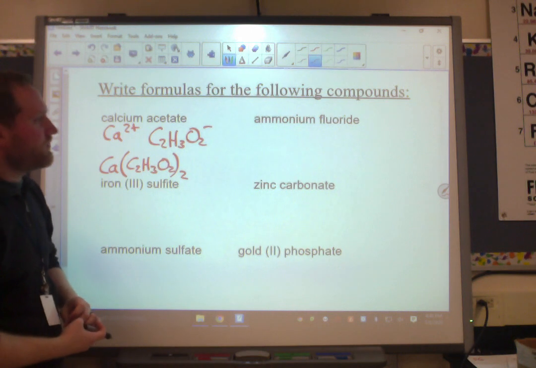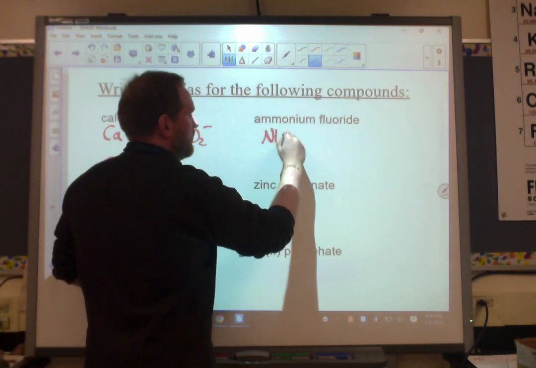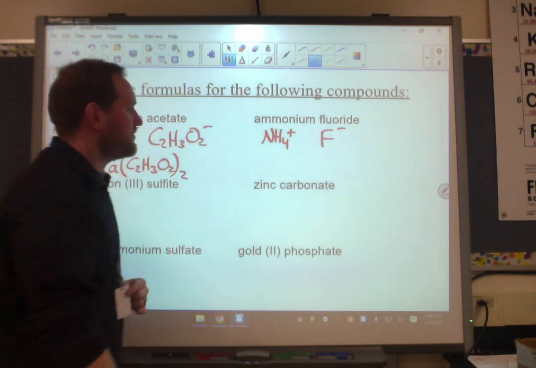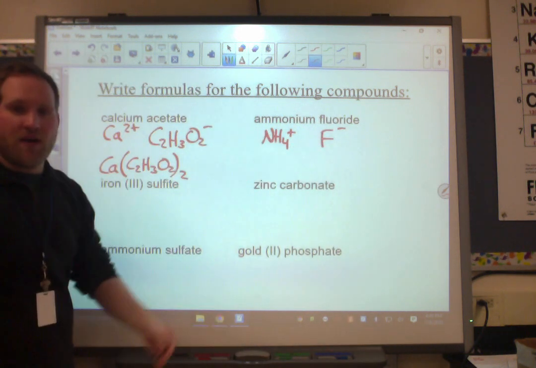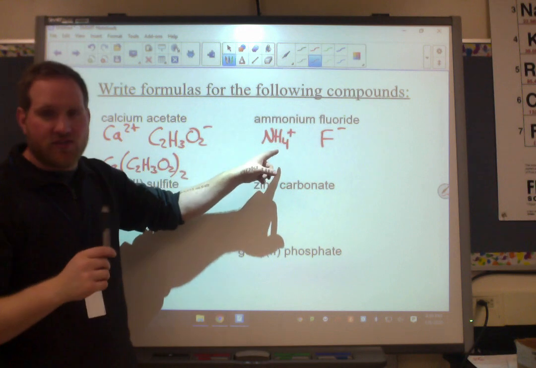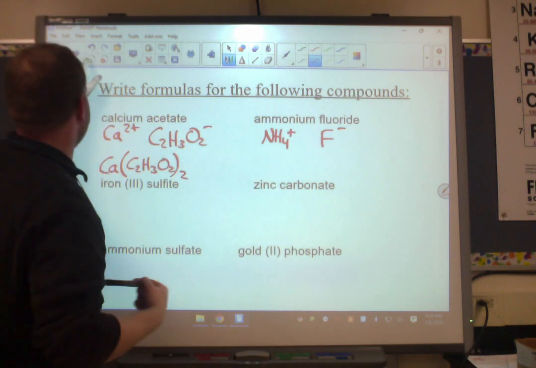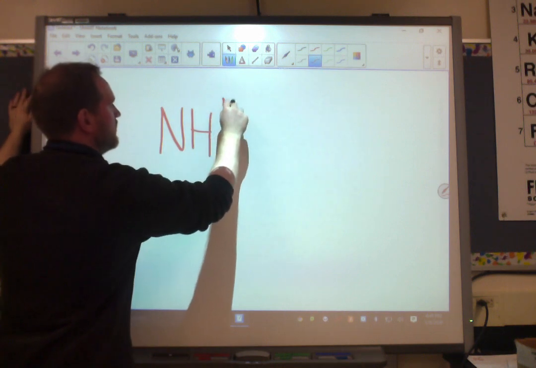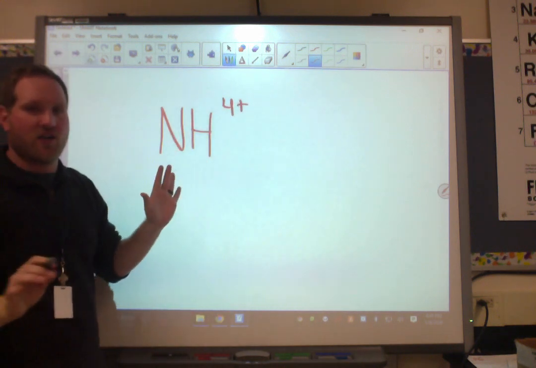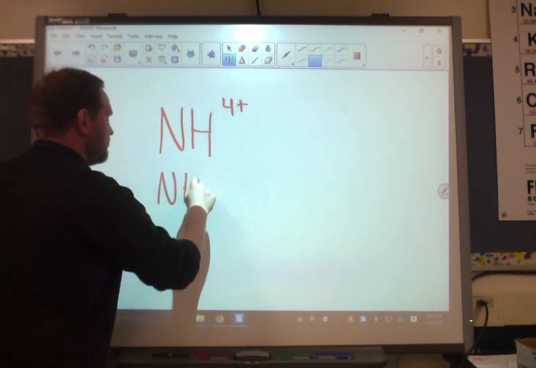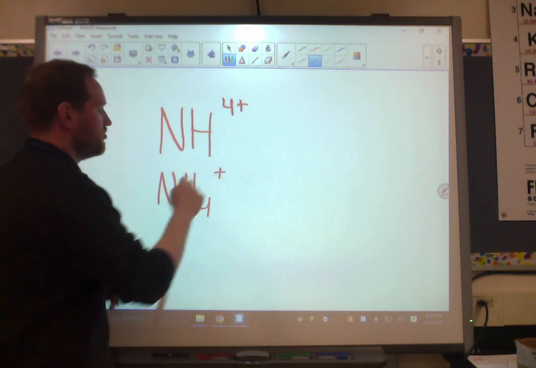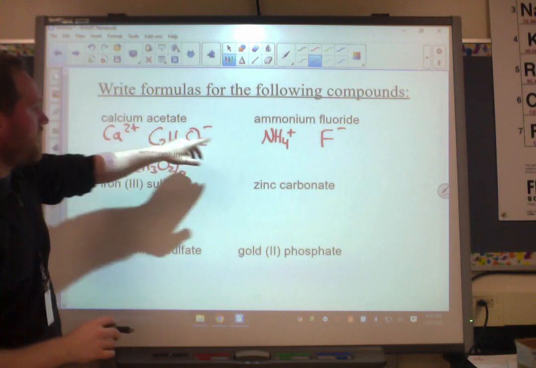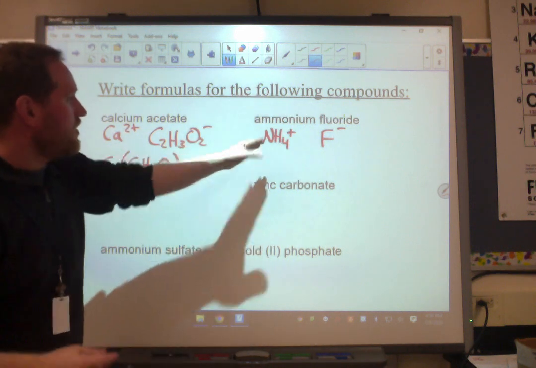Ammonium fluoride. So ammonium is NH4 with a plus sign. Fluoride is F with a minus. Notice it's +1 and -1. Don't be confused. This is not 4 plus. I see this a lot. People will write ammonium as NH4 plus. That is not correct. It is NH4 with a charge of plus. Big difference. All right. So it's 1 to 1.